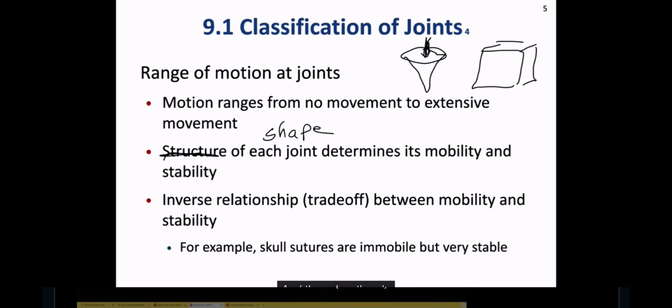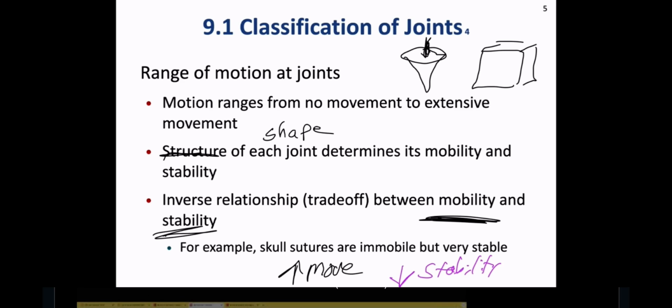And then also there's an inverse relationship, or if I have a lot of mobility, I have very little stability. If I have more movement, I have less stability. And that makes sense, right? It's a trade-off. Your shoulder joints and your hip joints are both very similar. They're both synovial joints. They both have all this movement. But I can do a complete split with my shoulders, right? Because my shoulders are designed to have more movement and less stability.